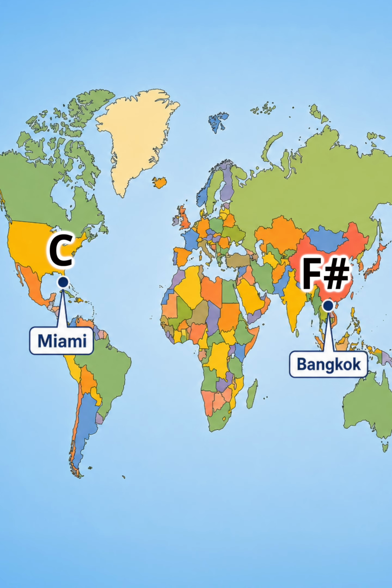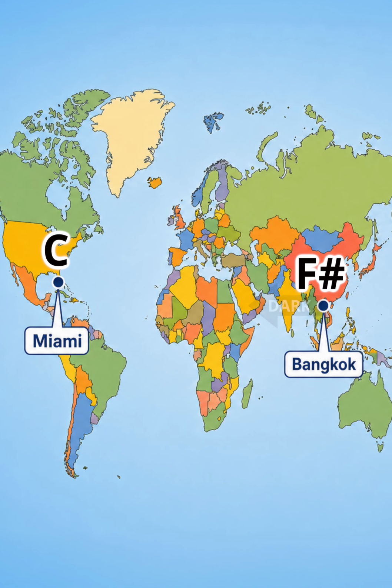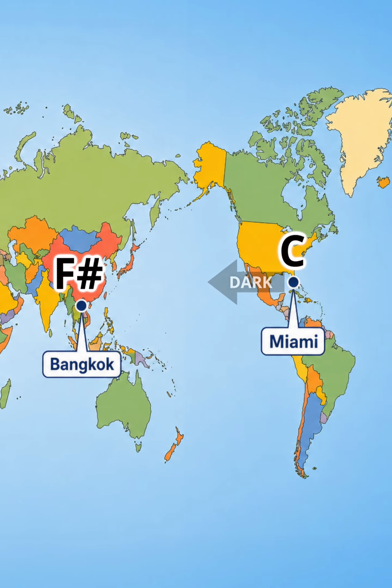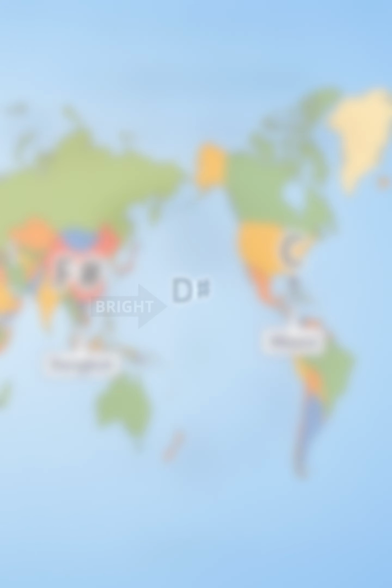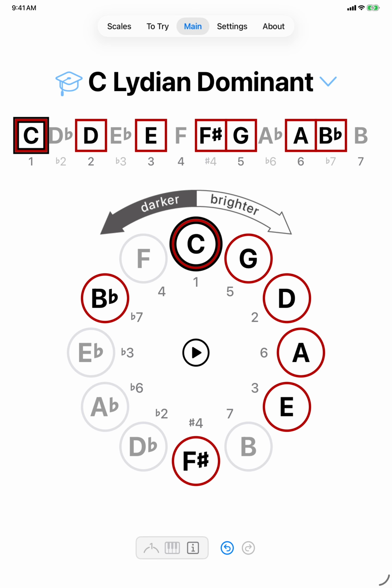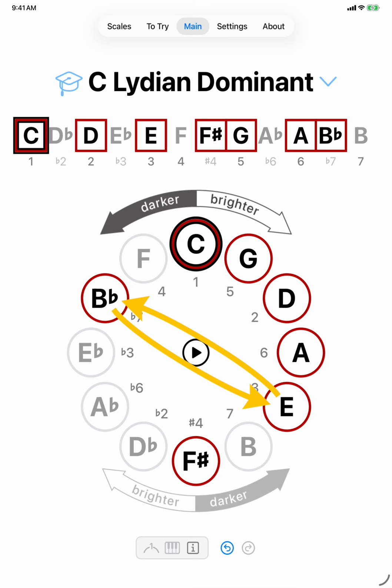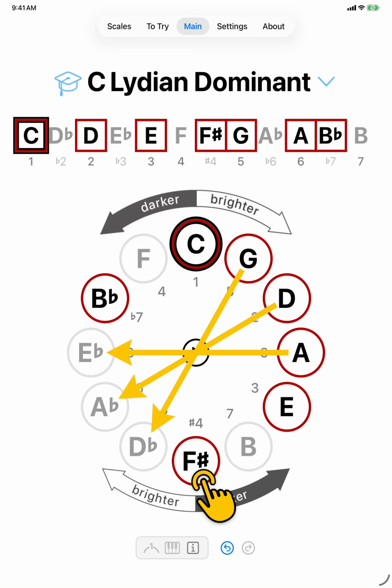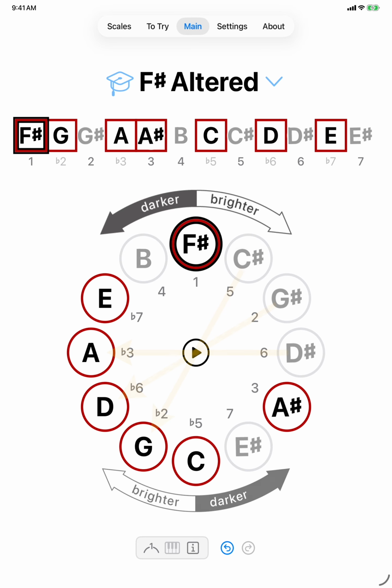So think of C as Miami, and F sharp as Bangkok, and east is bright. Everything that's bright from C, like A, is dark from F sharp. And across the globe, everything is dark from C, like E flat, and bright from F sharp. Okay, applying this to dominant chords, we can sum it up like this. Not only is F sharp 7 the tritone sub of C7, but C and F sharp have opposite views of brightness and darkness. So the tritone sub of C Lydian Dominant is F sharp altered, and vice versa.